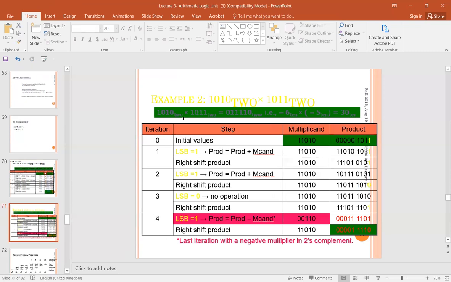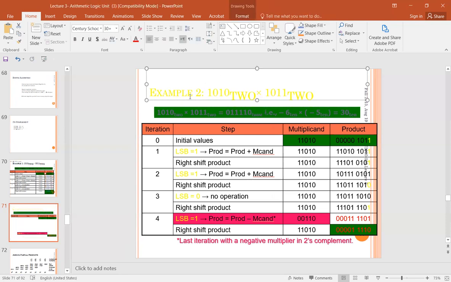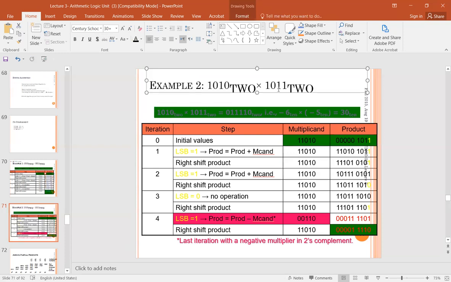This is the same example here. Is it? No. This is actually two negative numbers. This is a good example. So let's look at this example. I am multiplying 1010 in 2's complement, which is -6, and 1011 in 2's complement is -5. This is -5 times -6. The result is +30. Let's see how we get the +30.